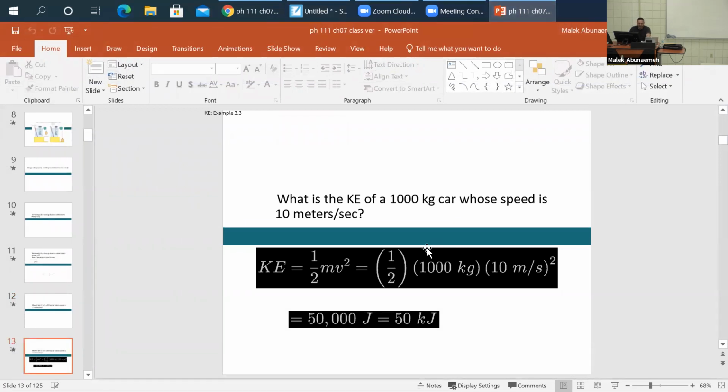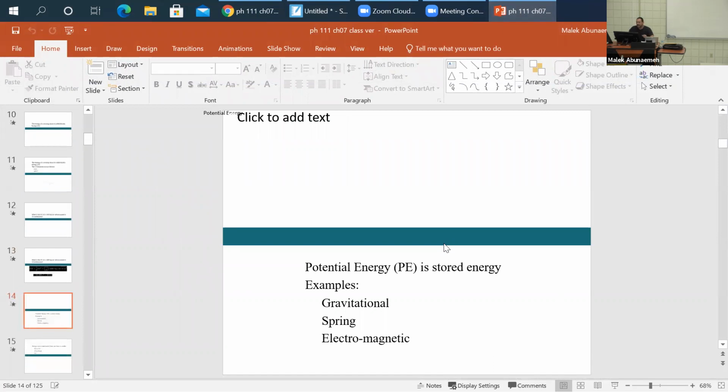So now we need to find something called your potential energy. Now your potential energy is going to be given the letter PE. And this is your stored energy. Examples of potential energy are gravitational energy, spring, electromagnetic, etc. Now you can change your gravitational to potential or potential to kinetic.